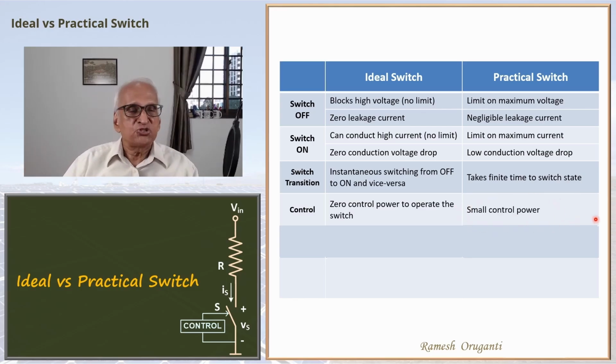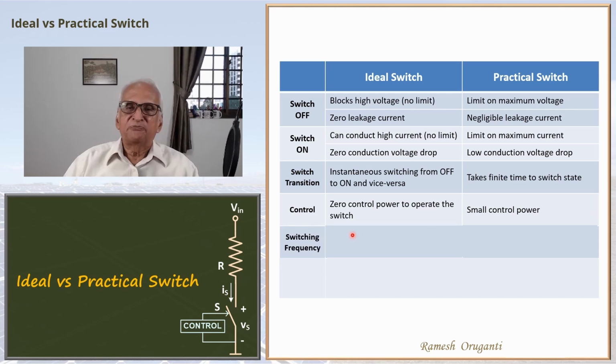It can become an issue, for example, if your switching frequency is very high, that means you are switching on and off several times a second. Let's say 1 megahertz, 2 megahertz, then the control power, every time you switch on or switch off, if there is a loss of power, the control power can add up.